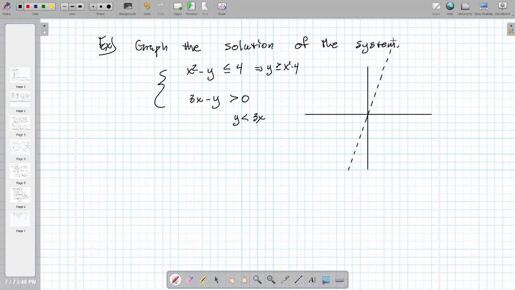y equals 3x looks like this. Let's go ahead and shade a side for this line. Label it with red. y is less than 3x. So if I plot the point 1, 0, I can see whether or not I shade this side of the line. Plugging in 1 for x, 0 for y, I get 3 is greater than 0, which is true, which means I shade this side of the line. This is the solution set for the y is less than 3x inequality.